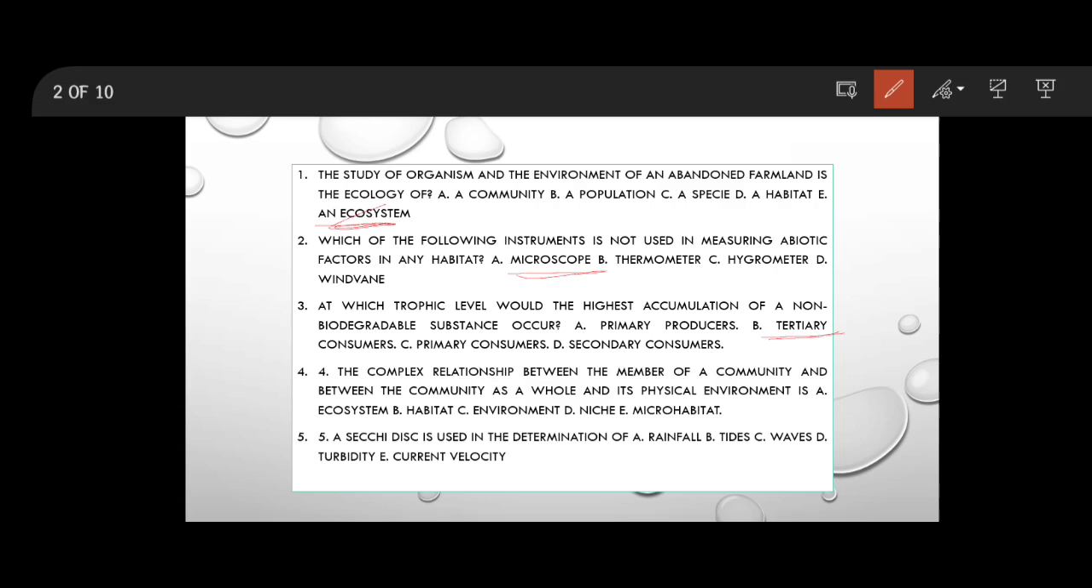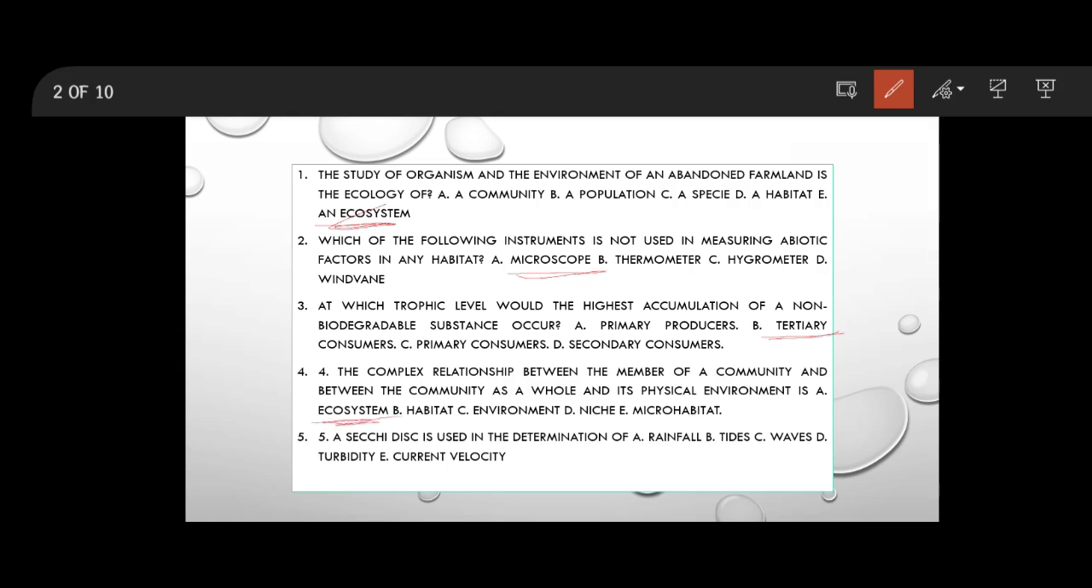Habitat is where an organism lives naturally. Environment is the non-living part of the community that affects an organism. A niche is a specific part of the habitat occupied by some set of organisms. Microhabitat is not a term very common in biology. So the best thing that relates both an organism with its physical environment is the ecosystem.